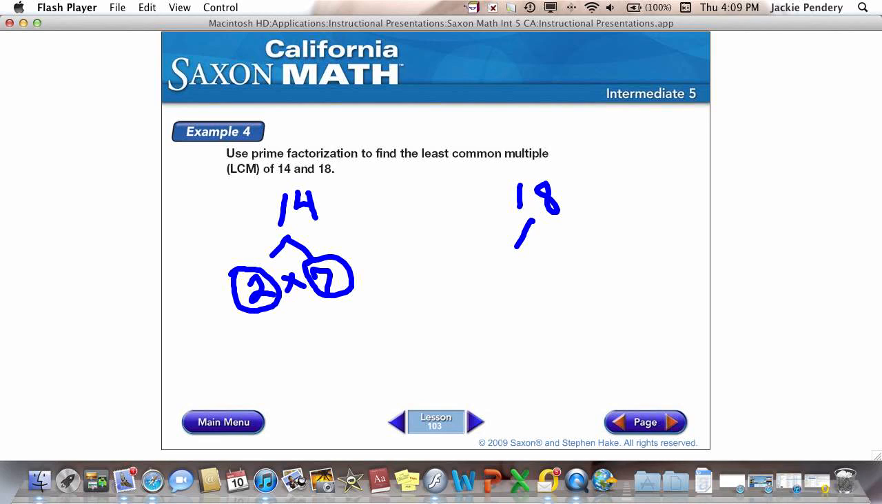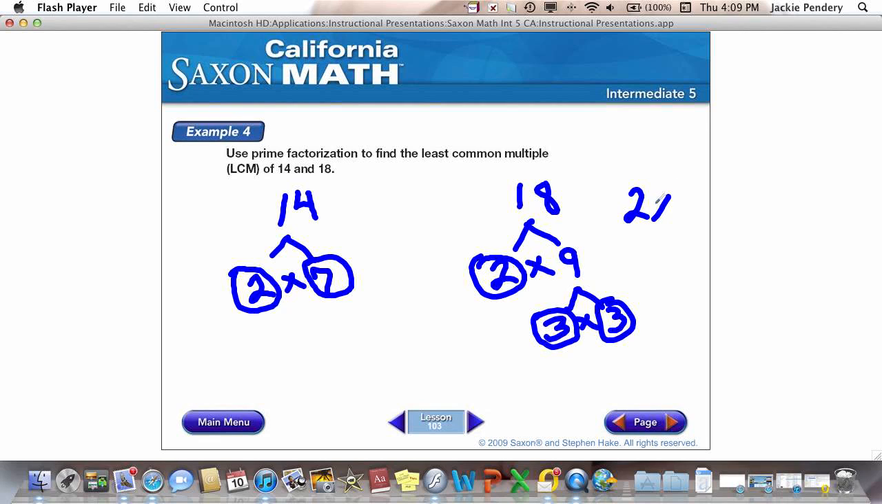Okay, we have 18. 2 times 9 equals 18. 2 is prime, so we circle it, but 9 isn't, so we move on to 3 times 3. 3 is prime, we circle both of those. So the prime factorization of 18 is 2 times 3 squared. You're going, okay, great, now what? Now, oh, excuse me, thought I had to sneeze. Okay, now we are going to use these to find our least common multiple.